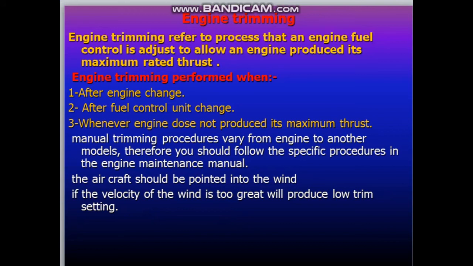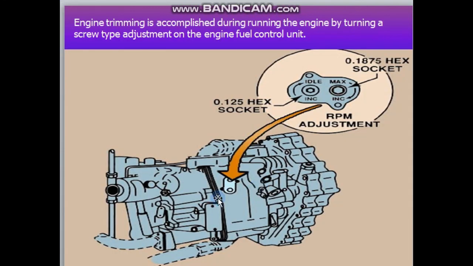And when we see here in this figure, this is the location of our trimming. This is for idle, and here we have this for making our trimming. Engine trimming is accomplished while running the engine by trimming the screw type adjustment on the engine fuel control unit.